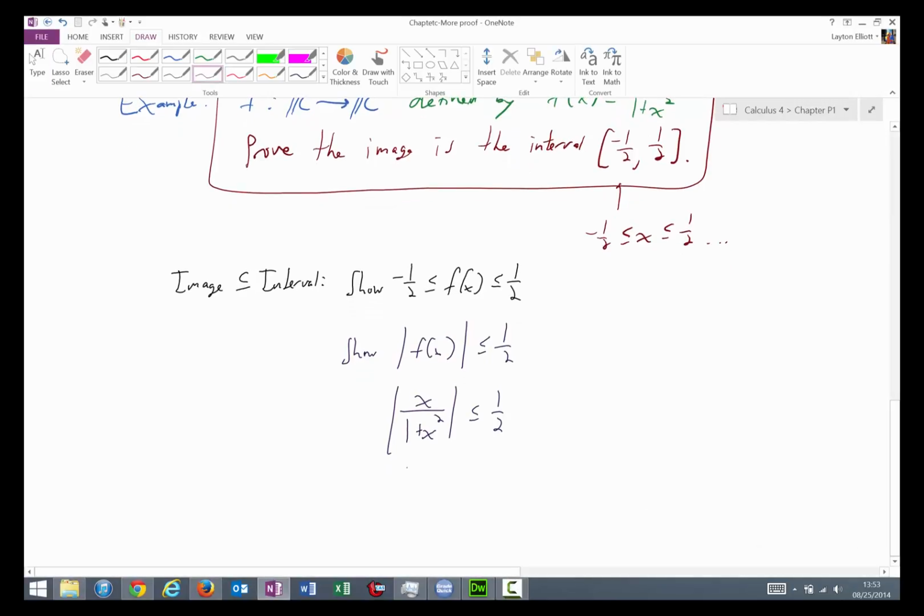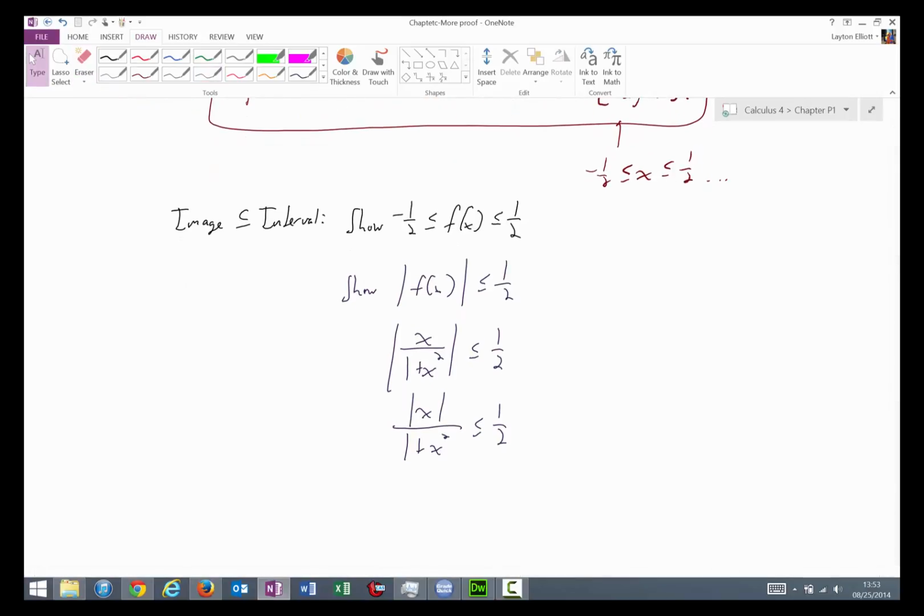Now, if I want to show that, then I have to show that this is true. The absolute value of x over 1 plus x squared is less than or equal to 1/2, because I can make this numerator just be its own absolute value, and the denominator is always positive. That should make sense. And if I cross multiply, really what I'm doing is I'm saying this part's true. And I can do that because I know that 1 plus x squared is positive. So essentially, this show step is I'm working my way in reverse and saying this is what I want to show to be true.